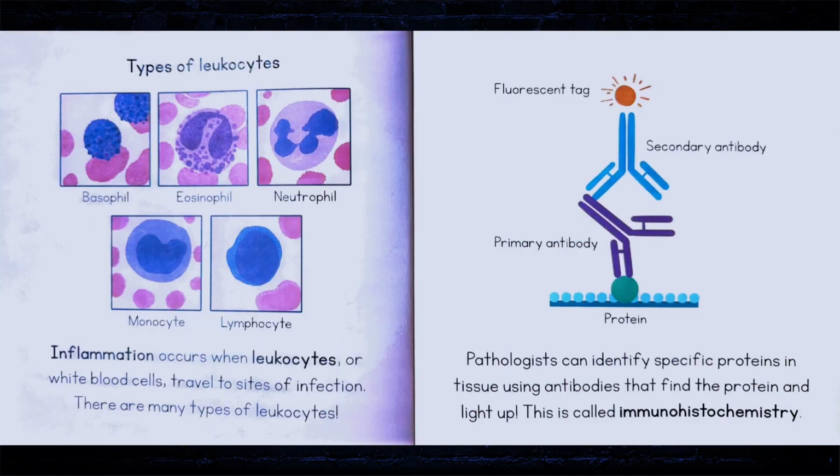Types of leukocytes. Inflammation occurs when leukocytes, or white blood cells, travel to sites of infection. There are many types of leukocytes. Pathologists can identify specific proteins in tissue using antibodies that find the protein and light up. This is called immunohistochemistry.